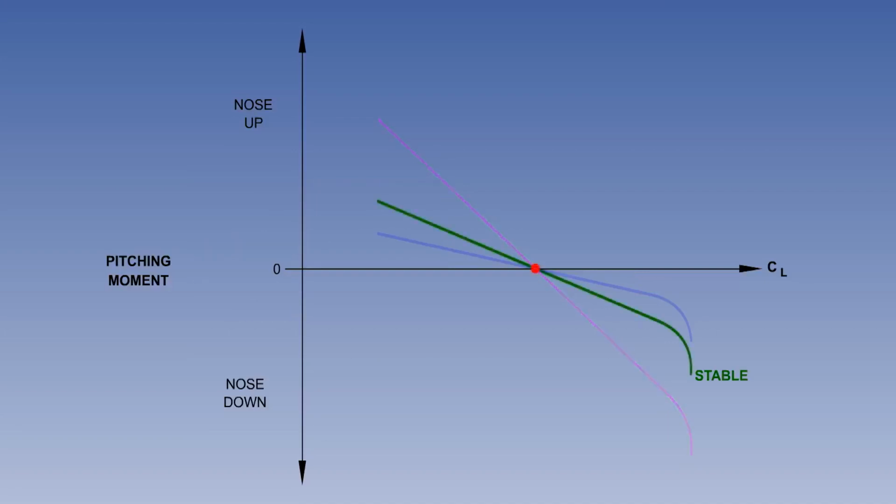The green plot shows longitudinal static stability. The blue plot shows less longitudinal static stability. The magenta plot shows more longitudinal static stability. The direction of all three plots is downward, from left to right. This indicates positive longitudinal static stability. The angles of the plots show the amount of longitudinal static stability. The steeper the plot, the greater the stability.